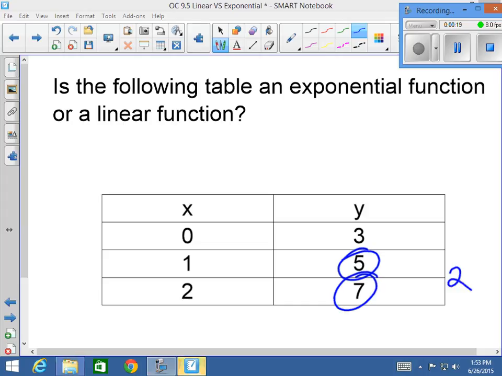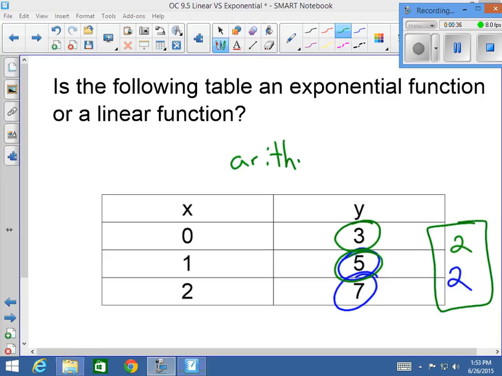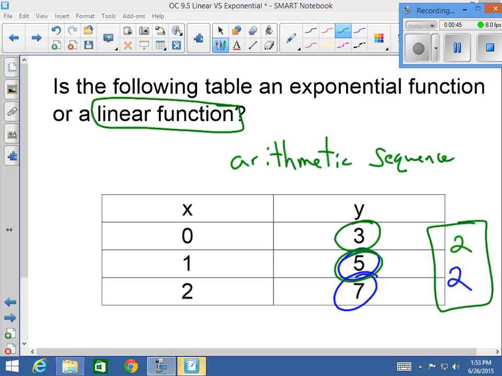7 minus 5 is 2. Then I go ahead and look at it. 5 minus 3 is also 2. So I look at my differences in y values. They're exactly the same. Both of them are 2. That tells me I have an arithmetic sequence, which tells me I have a linear function.